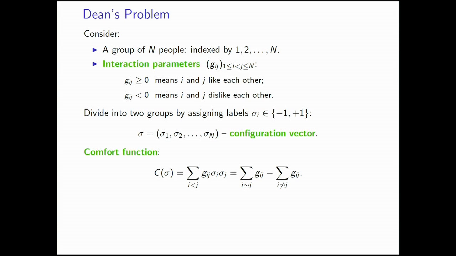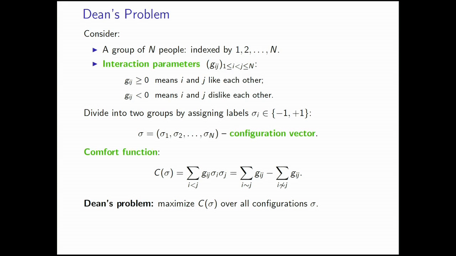Now, for each configuration, the cost function, which is called the comfort function, will be given by the sum over all pairs i and j of these interaction parameters multiplied by the labels. And of course, what this does is that if i and j are in the same group, or they have the same label, you count those interaction parameters with the plus sign, right? If they're in opposite groups, you count them with the minus sign. And so the dean's problem is to maximize this comfort function over all possible ways to split this group of people into two groups. Okay.